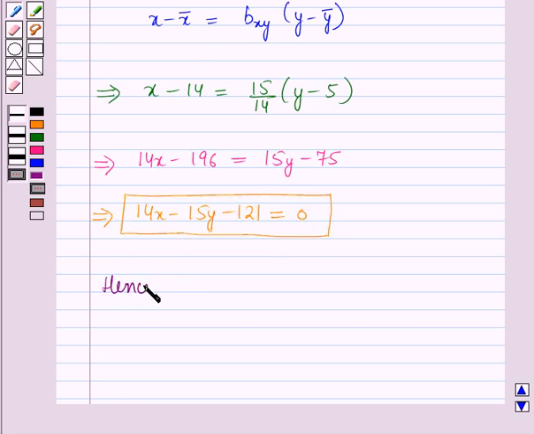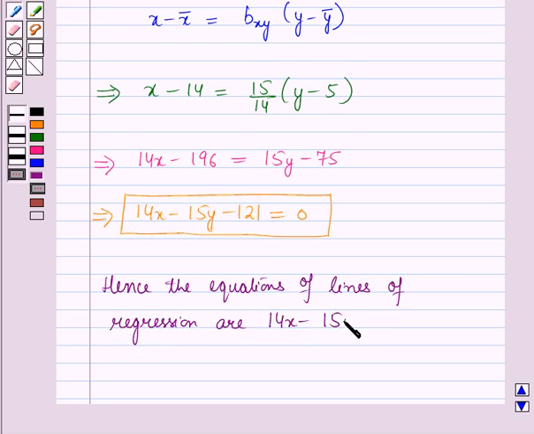Hence, the equations of lines of regression are 14x minus 15y minus 121 is equal to 0 and 17y minus 15x plus 125 is equal to 0. So this is the solution of the given question, and that's all for this session.